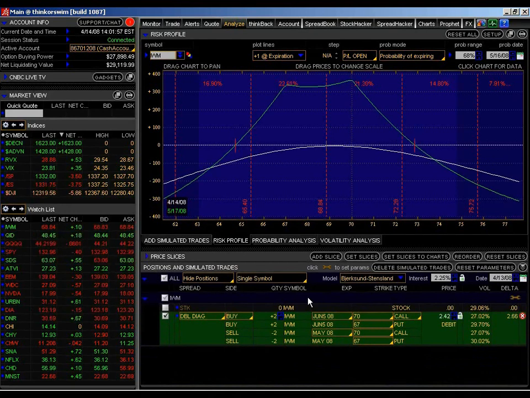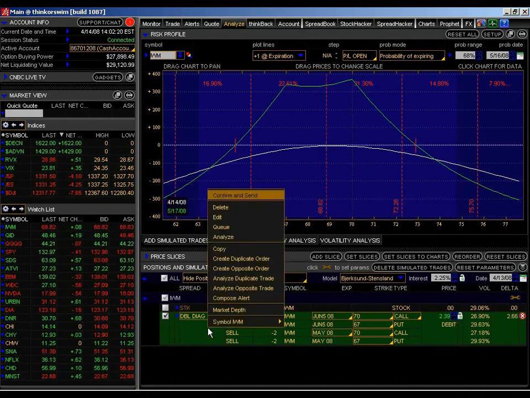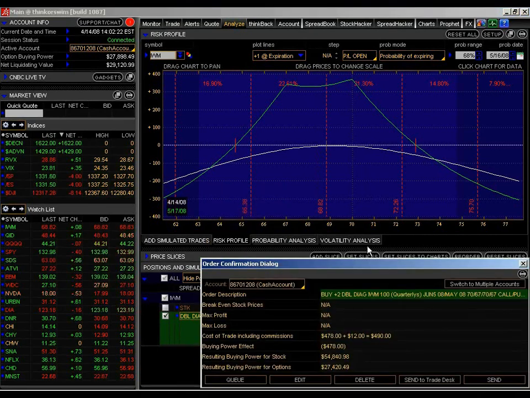Theta remains positive. The options that you're selling, because we're selling the Mays here, are the near-term options with about 30 days left. As the expiration date draws near, those will continue to decline in value. So this looks very good. Right now it's $2.39, so we're going to go ahead and confirm and send this.